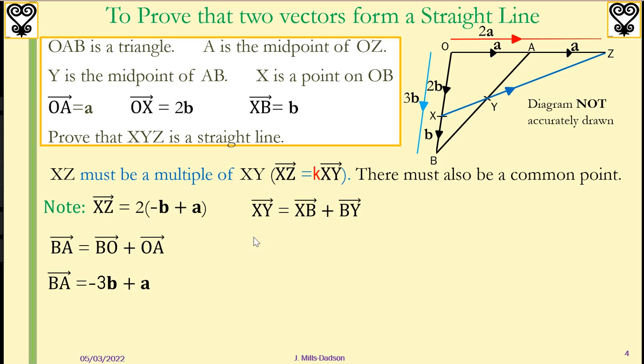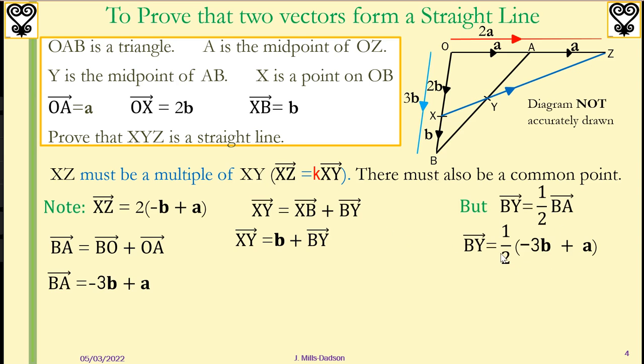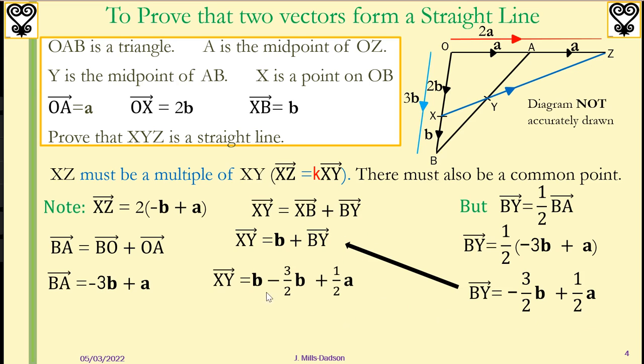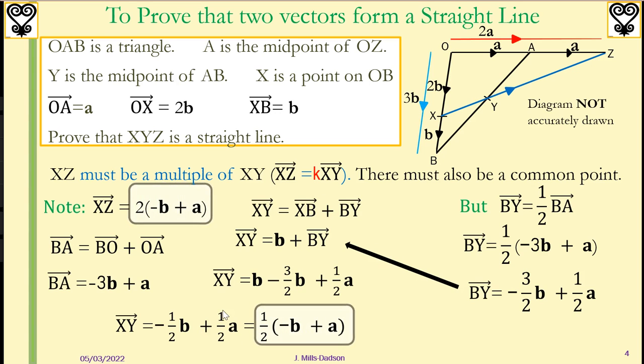So we now have our XY as vector XB plus BY. Now the BY is half of BA, so work it out separately. Multiply through by half. That's what we have. So we are now going to replace vector BY with this. And we simplify 1B minus 3.5B. That gives you negative half B plus half A. We factor out half, that's what we have. So now we see that they are all multiples of negative B plus A.